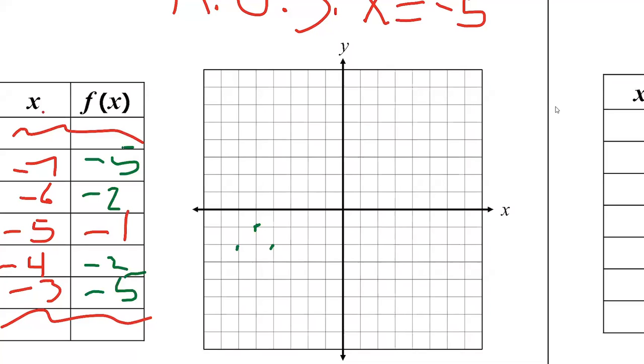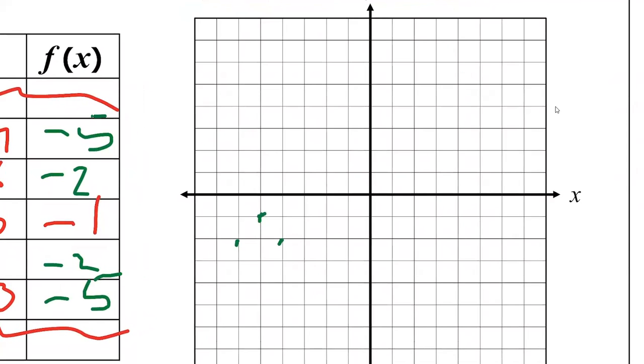So then we're going to plot -3, -5. That would be down here. That would be 2, 3, 4, 5. So that would be here. And then the 3, -5, or -3, -5, sorry, would be here. So if you draw it, it's going to look something roughly like this.